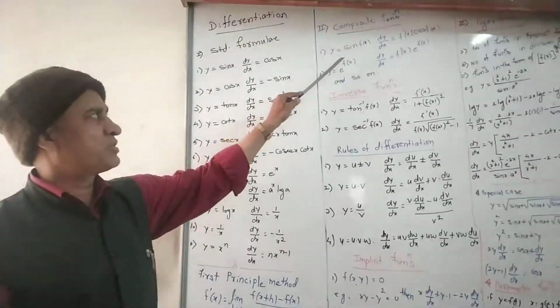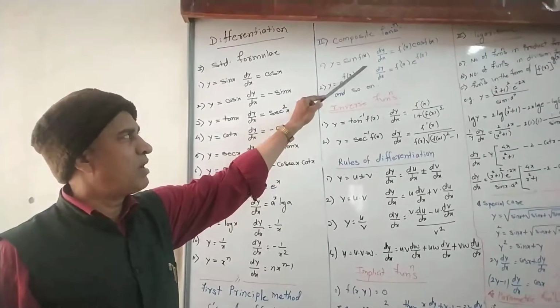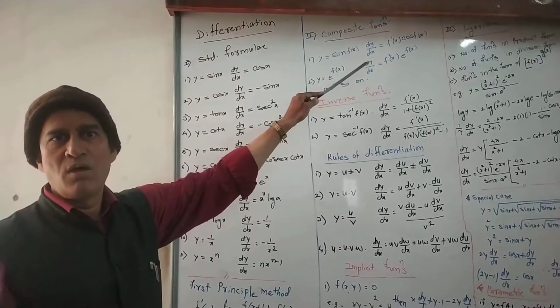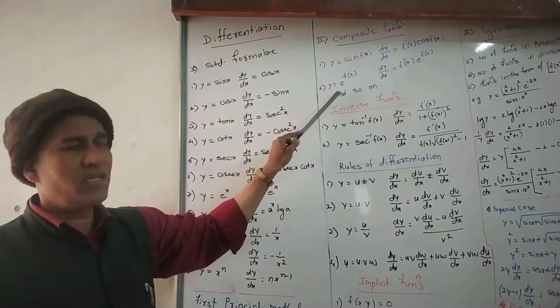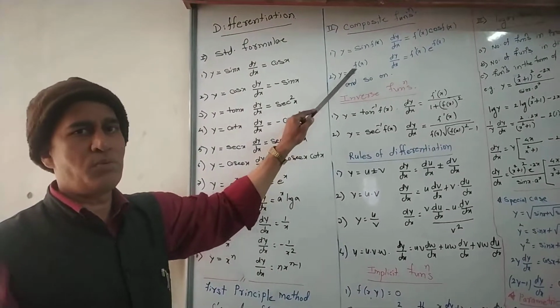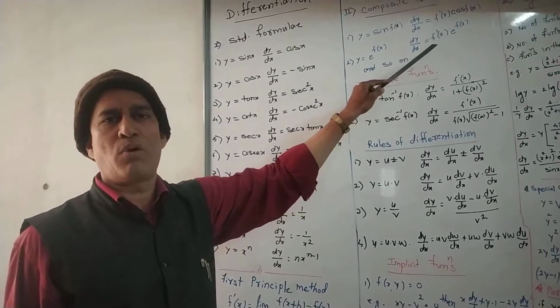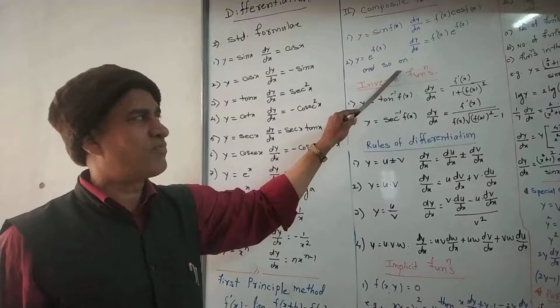Suppose we regard the function as y equal to sine of f of x. Then dy by dx is equal to f dash x into cos of f of x, where sine f of x is a composite function. Similarly, if we take y equal to e to the power f of x, then its derivative is given by f dash x into e to the power f of x, where e raised to the power f of x is said to be a composite function.